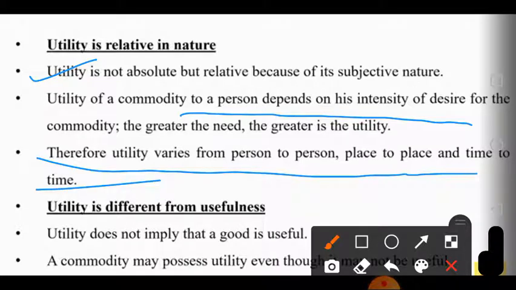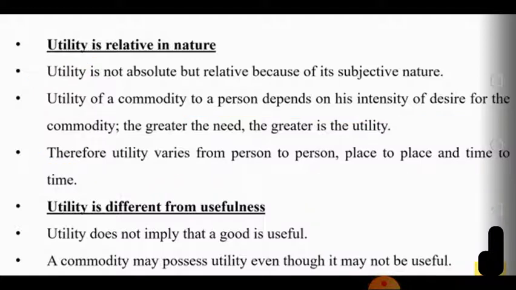And again, this is proof that utility is subjective, and it is different from usefulness. Very important point. How can we say that? Because utility does not imply that a good is useful. A commodity may possess utility even though it may not be useful. For example, a computer is useless for an illiterate person who doesn't know how to operate it. It has some satisfying power, but it is useless for that person. So utility is different from usefulness.